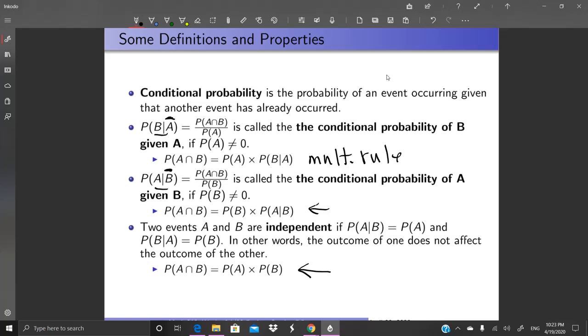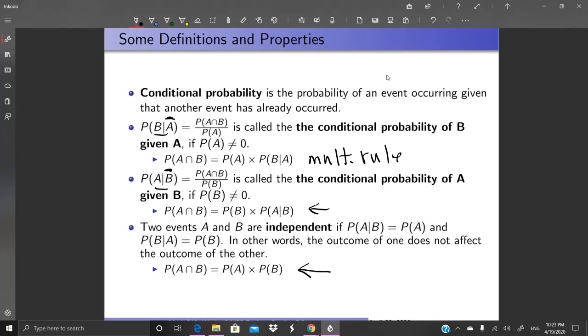Okay, and then the last bullet point there says two events A and B are independent if the probability of A given B is equal to the probability of A and the probability of B given A is equal to the probability of B, meaning that the outcome of one does not affect the outcome of the other. So it just means that just because the event A has occurred does not affect the probability of the event B and vice versa, right? They do not affect each other.